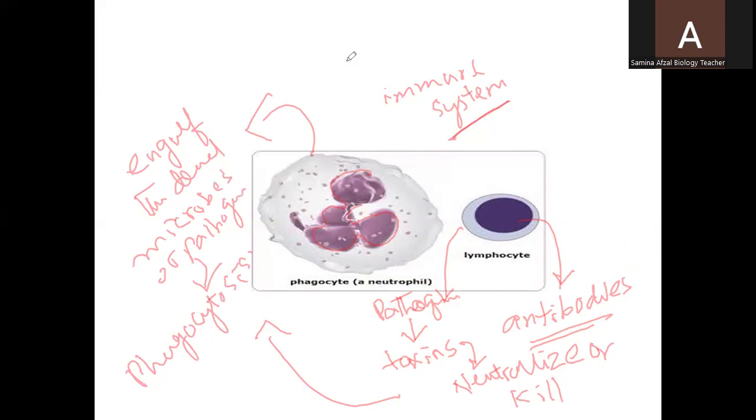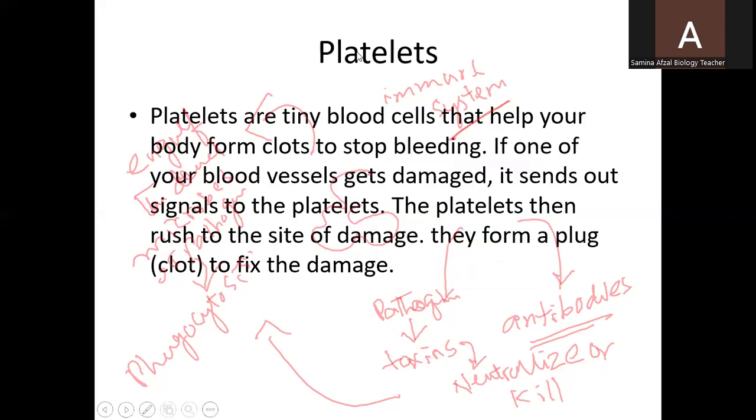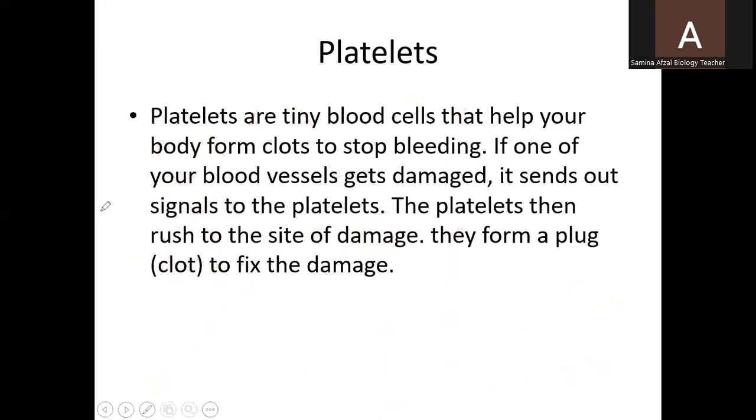Next are platelets, and platelets have a plate-like structure, and their function is clotting of blood.